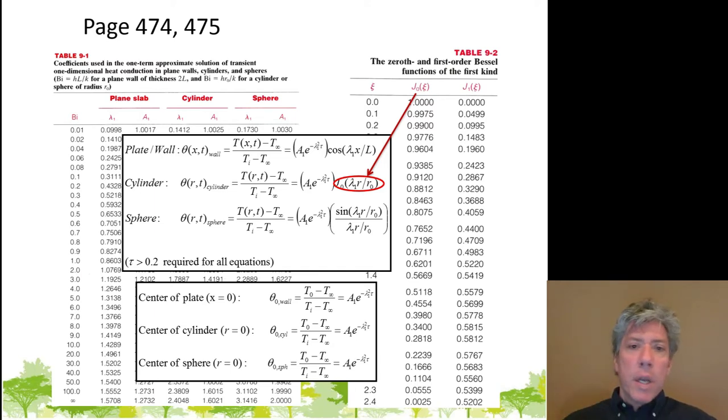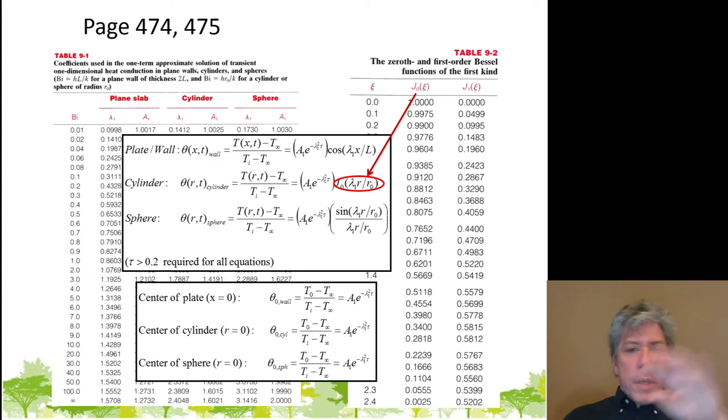There's so much here, because one thing I haven't even mentioned is A1 and lambda 1. A1 and lambda 1 actually come from Table 9-1, and they are functions of the Biot number. You may have looked at this and said, okay, I get it. The X over L is that dimensionless position.